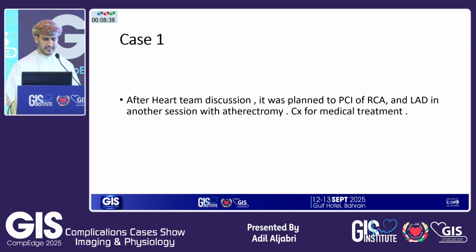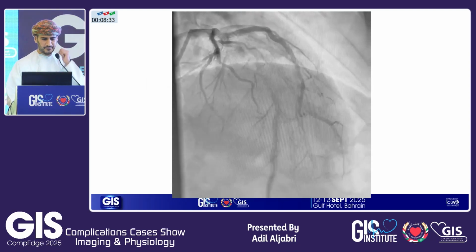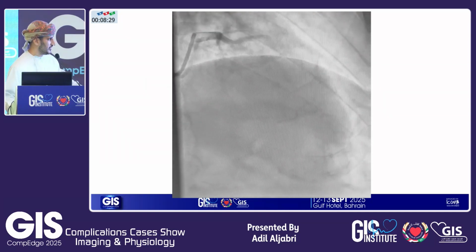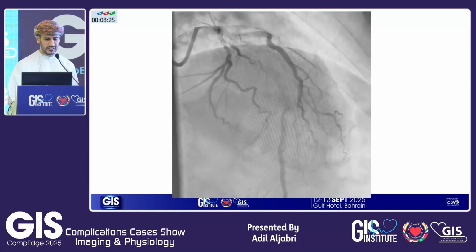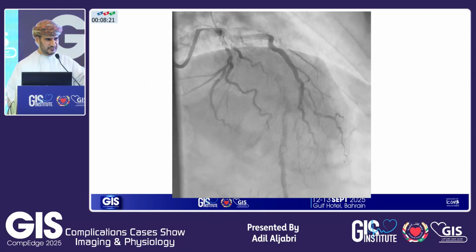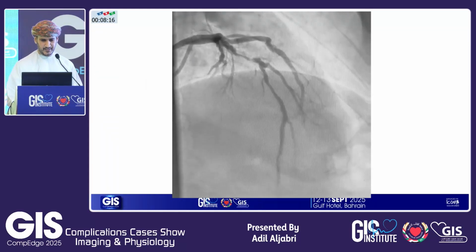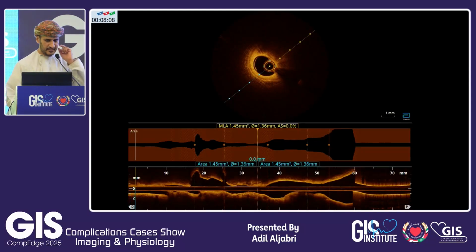So he came for the LAD PCI, and as we can see in his angiogram, there is proximal LAD stenosis, and there is also evidence of heavy calcification. Classical teaching tells us that if you see calcification in the angio, that means the calcification is really severe. So we tried to pass an OCT catheter, but we could not. So we pre-dilated, and then we were able to pass an OCT.